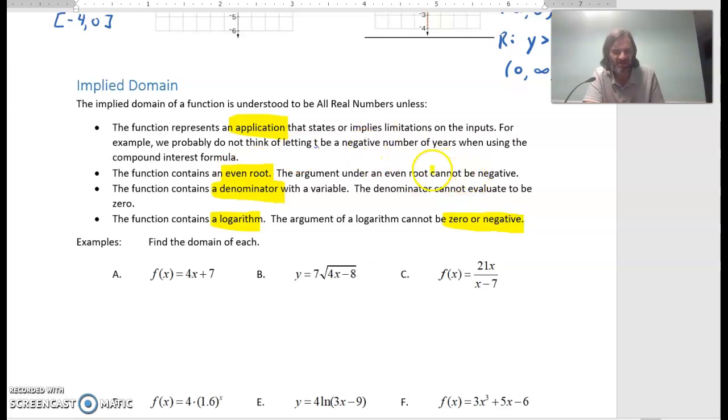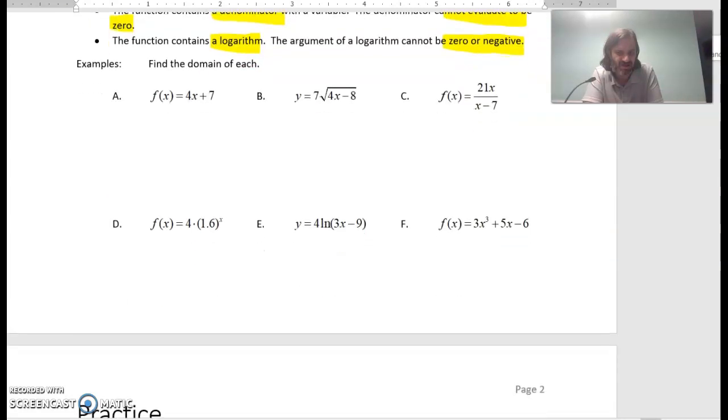An even root cannot be negative, a denominator cannot be 0, and a logarithm can't be 0 or negative. It has to be a positive number. So if we're just given a function, we're going to look for those three things. And if none of those things apply, it'll be all real numbers. So let's go down to our examples that we have here.